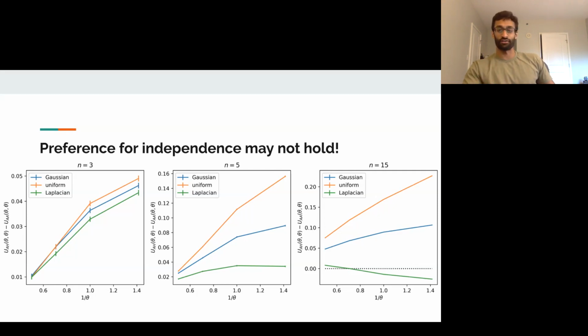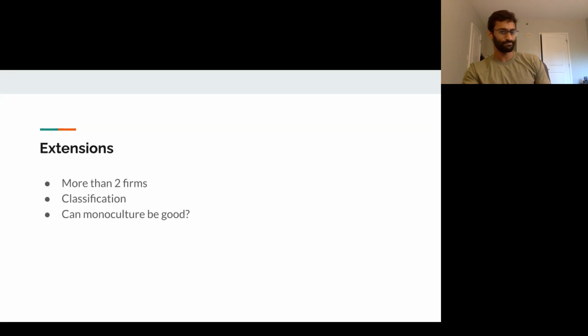But it turns out something weird happens as you add more candidates. Laplacian noise, which is a bit more heavy-tailed compared to Gaussian, ends up in this regime where preference for independence doesn't hold. Figuring out why that is, what the implications are, and when this would be a reasonable assumption to have about ranking models, is quite interesting as an open direction.